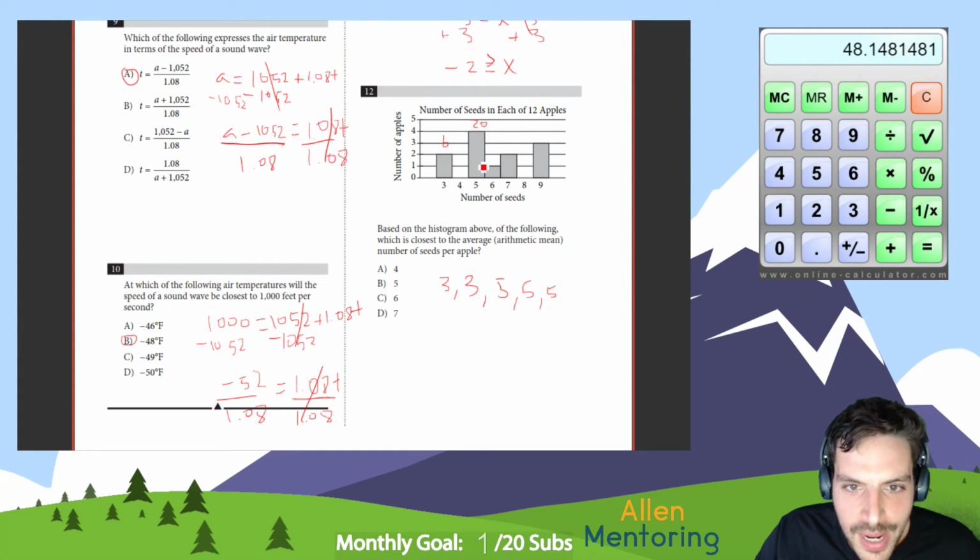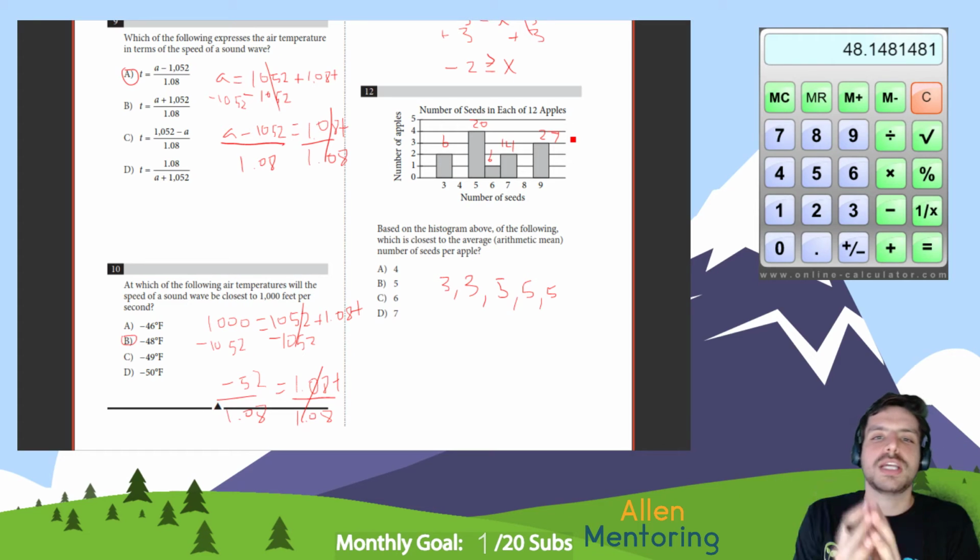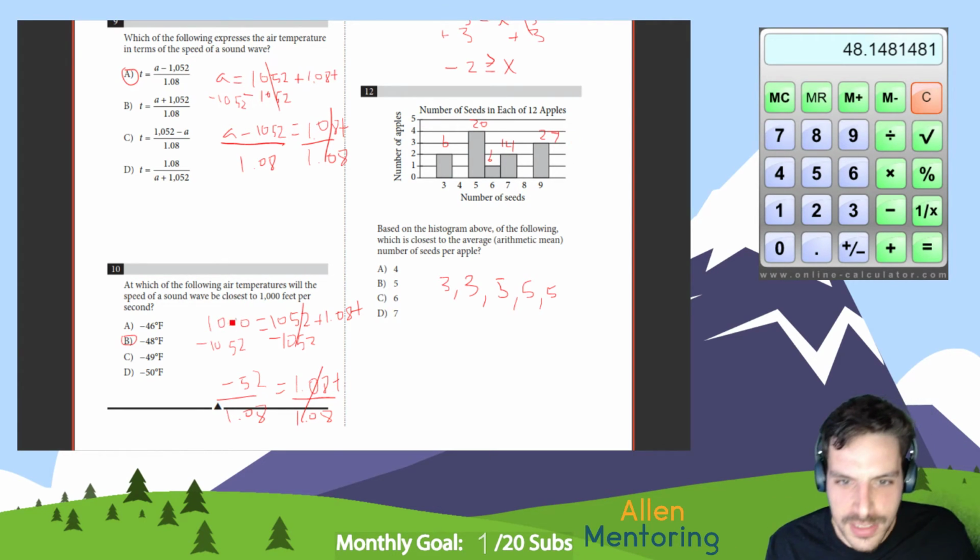We have 1 apple with 6 seeds, that's 6. 2 apples with 7 seeds each, that's 14. And then we have 3 apples with 9 seeds, so it's going to be 27. And so we want to find out the mean, right? So we pretty much want to add up all of the seeds combined and divide it by the number of apples. And I think it tells us here that there are 12 apples in total.